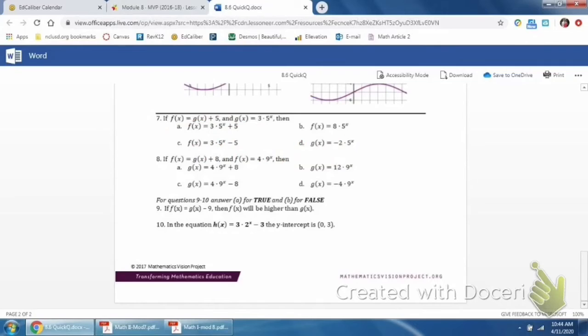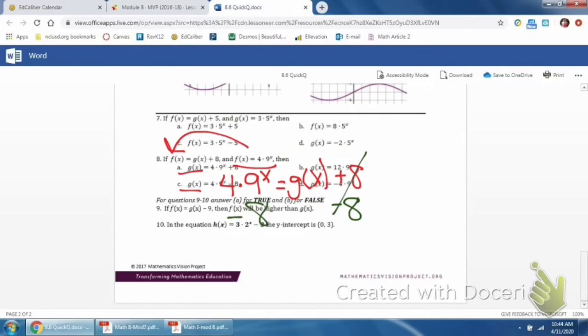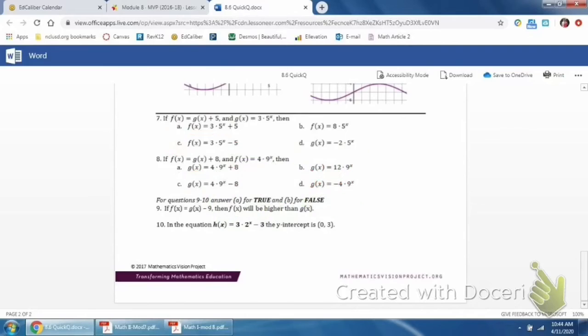Then for number 8, we're going to take this f now and we're going to plug it in on the left side. So it's going to say 4 times 9 to the x equals g of x plus 8. And again, all of our answers are in g of x. So to get g of x by itself using this equation, we have to now subtract 8 from both sides. So g of x should be 4 times 9 to the x minus 8, which in this case, 4 times 9 to the x plus 8 should be C.